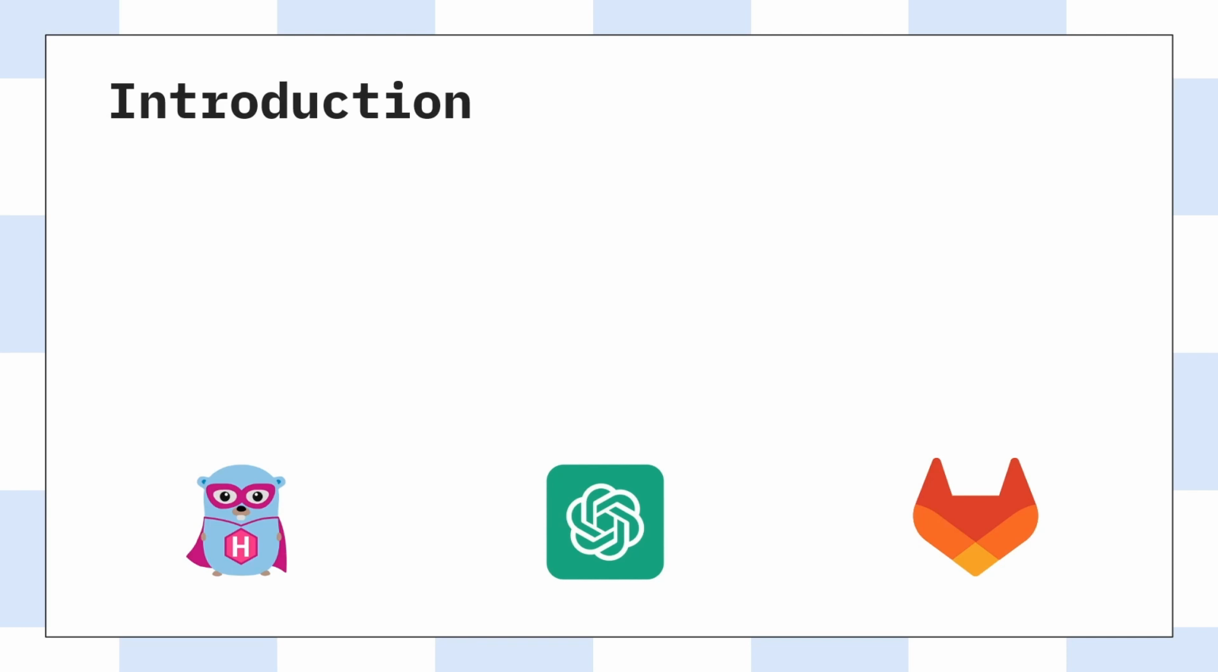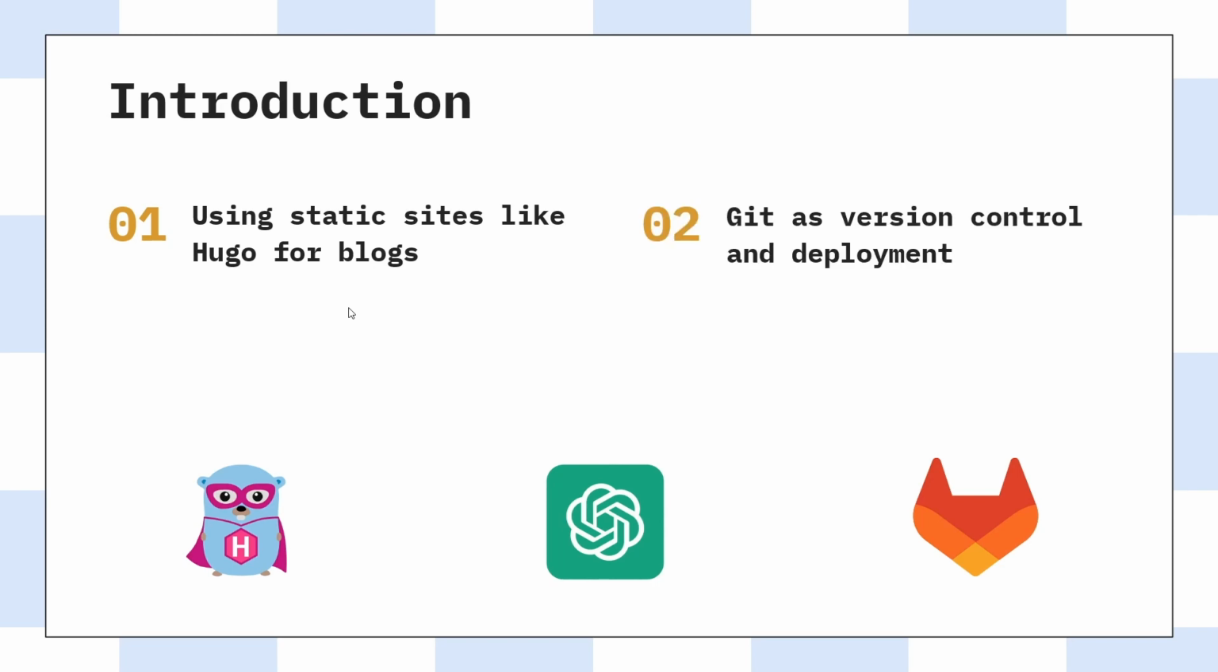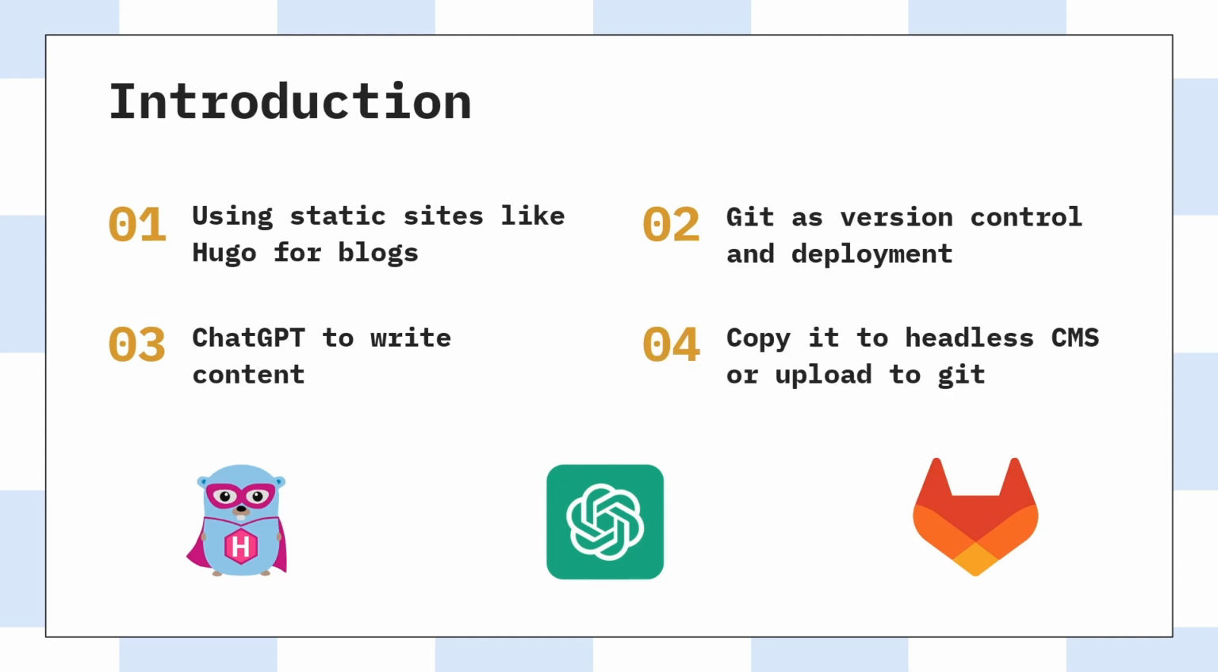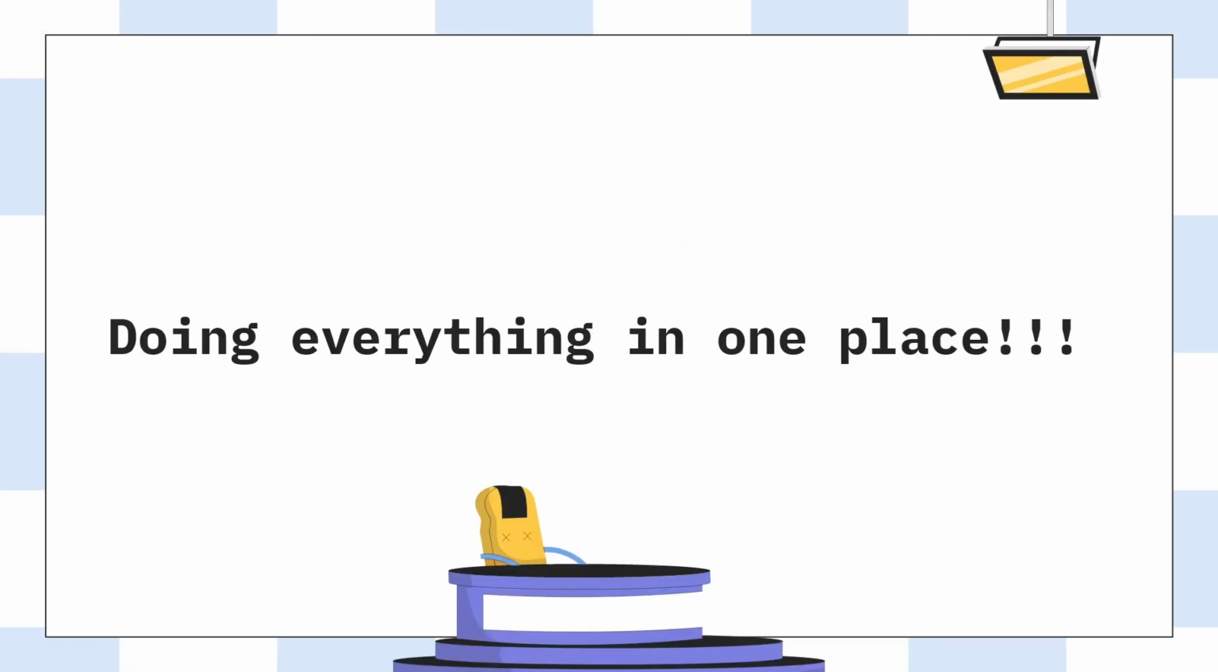A lot of people use static site generators to create their blogs, and usually it is version controlled by Git, and deployments are from Git as well. Many bloggers also probably use ChatGPT to assist them in generating articles or write content. Typically, after generating the content with ChatGPT, they need to copy and paste it to a markdown file, then upload it to their blog through a headless CMS or commit it directly to Git. The idea of this project is to streamline this process and do everything in one place.